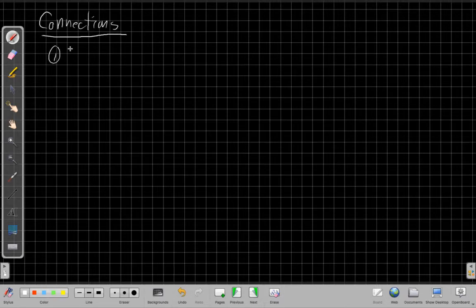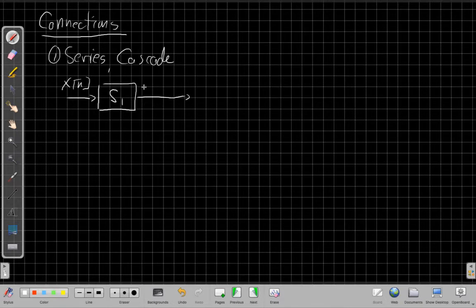The first one is series, or sometimes also called cascade. And that's the idea that I connect one after the other. So I take, say, system 1, I take the output of system 1, and I feed it directly to be the input for system 2. I guess I need to make this arrow a little longer. All right, so I connect them together like this into one big overall system. y of n is the output of this.